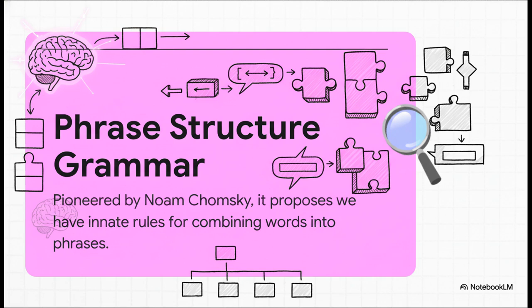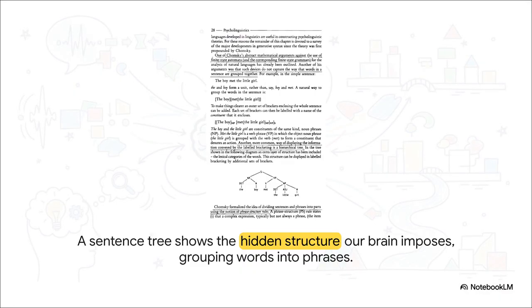It's like an innate set of rules for how you can snap words together to make phrases, and then snap those phrases together to make sentences. So your brain isn't just seeing a string of words. It's constantly, automatically looking for that deep hidden structure. And this image here shows that hidden structure perfectly.